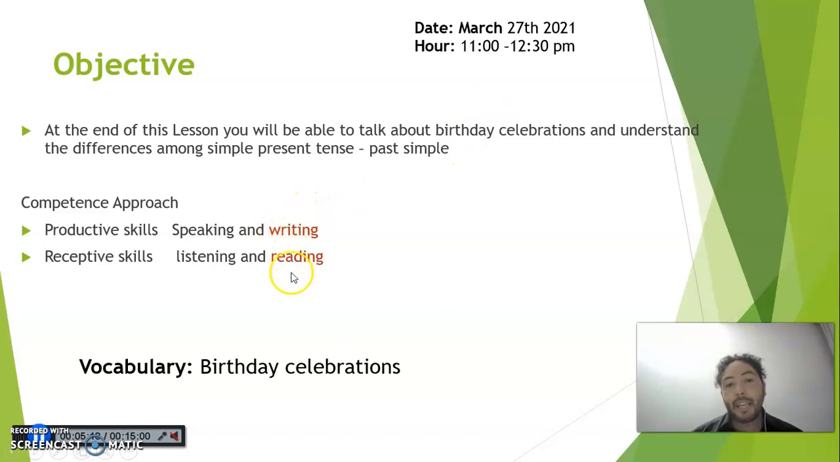I underline these two competences, writing and reading, because we are going to focus on those productive and receptive skills. But it is very important that the students understand that there are other skills, speaking and listening.